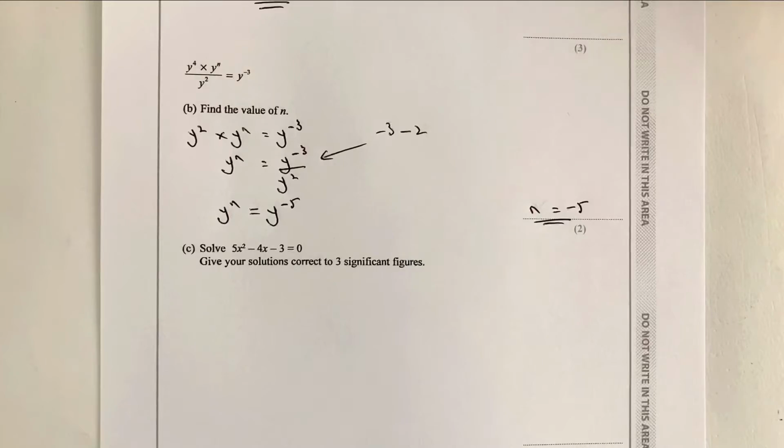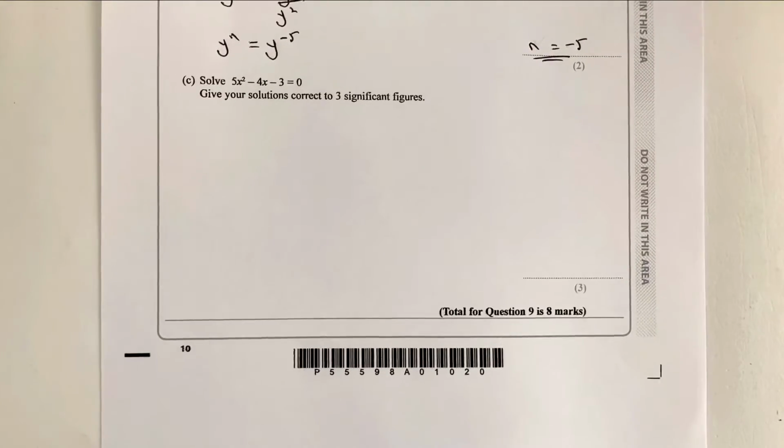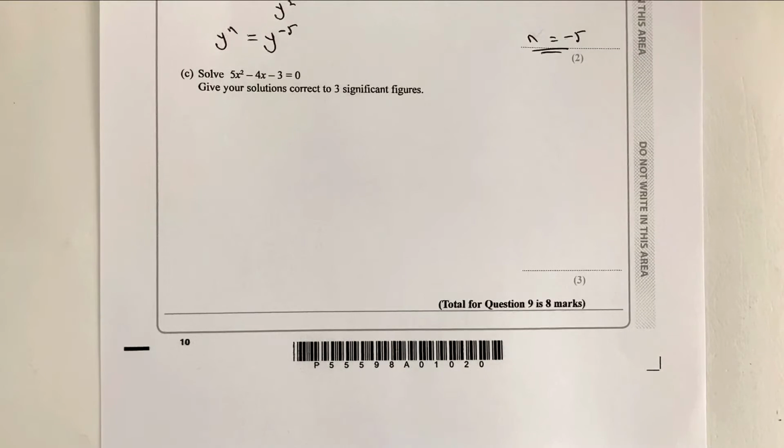Okay, part C is 3 marks, so it's going to take a little bit of time, but basically the tell on this one is where it says 3 significant figures. Now it says that because it's going to be a calculator type question. And the way to do this probably is going to be using the quadratic formula. So you need to remember the quadratic formula again. It's not fantastically popular, but they do come up from time to time.